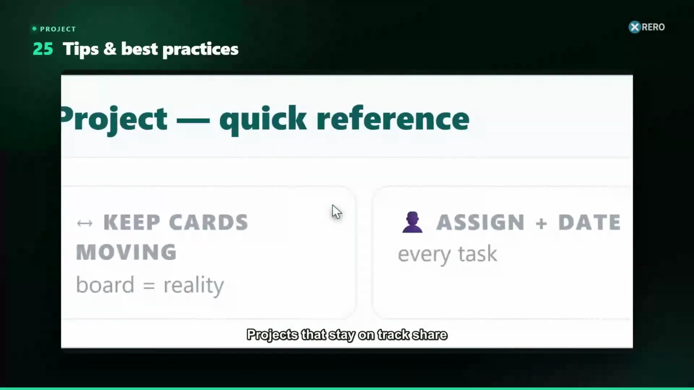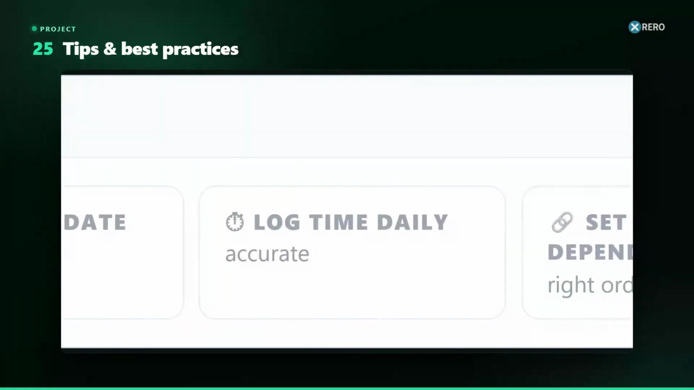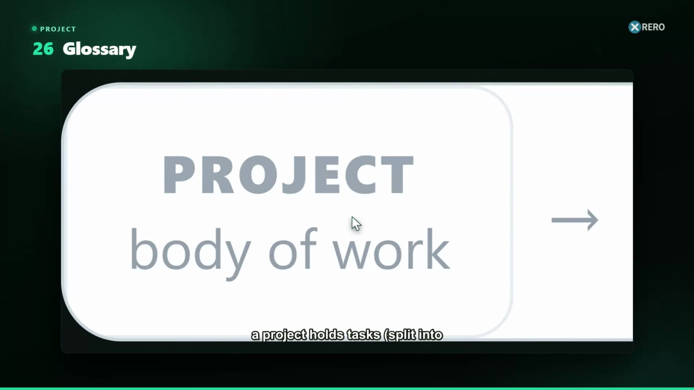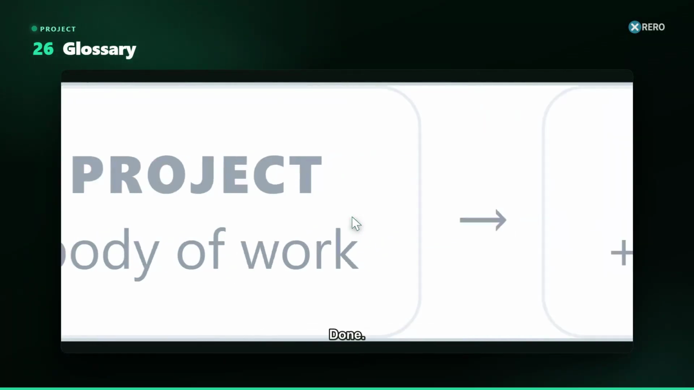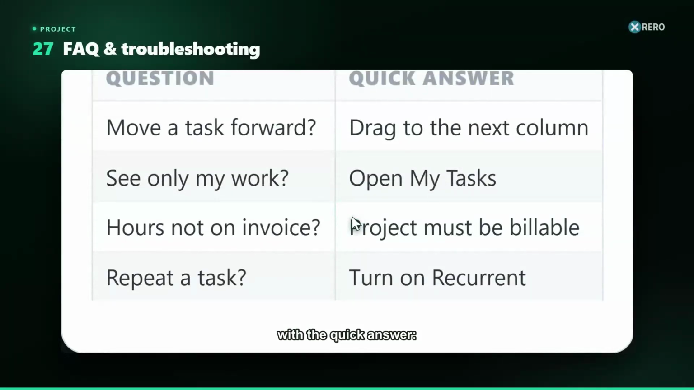Projects that stay on track share these habits, summarized here, then explained. The structure in 4 words. A project holds tasks, split into subtasks, that flow through stages to done. The questions teams ask most, with a quick answer.